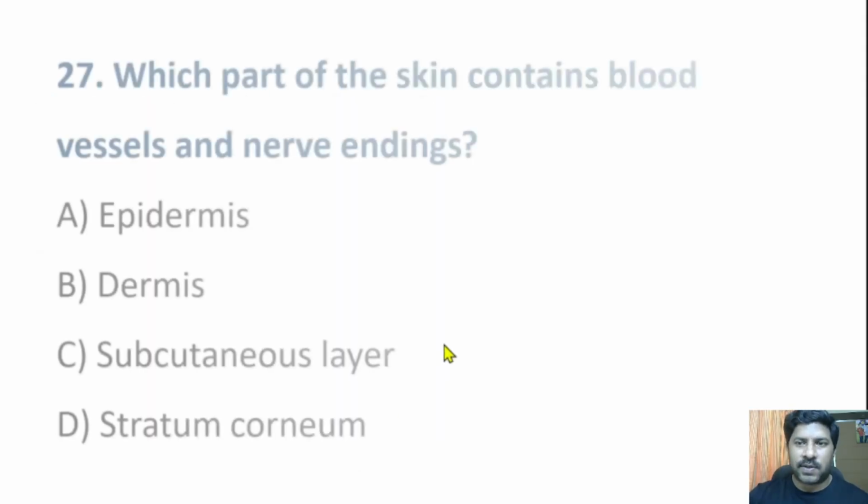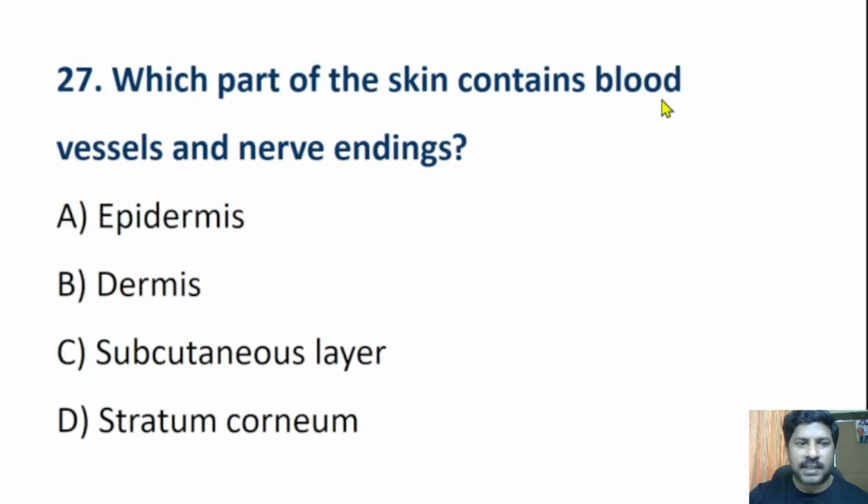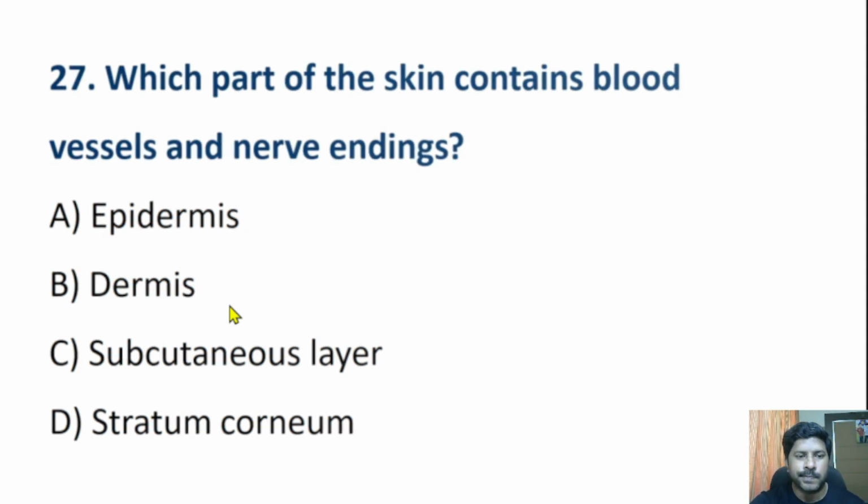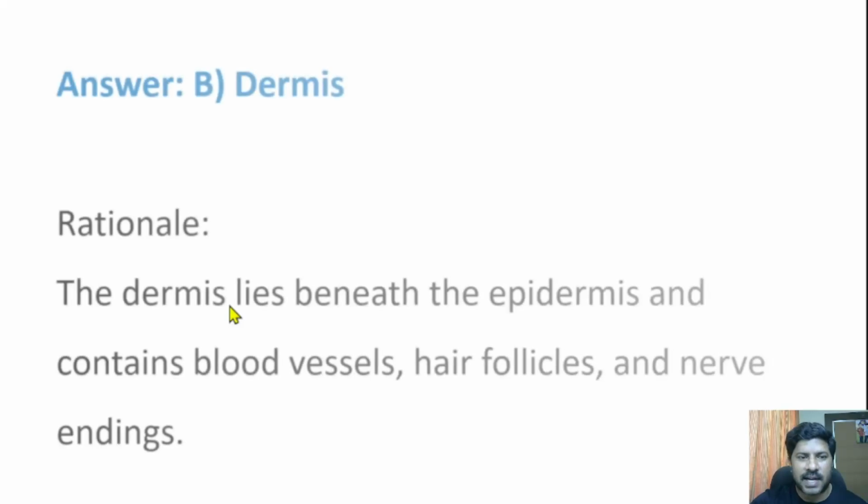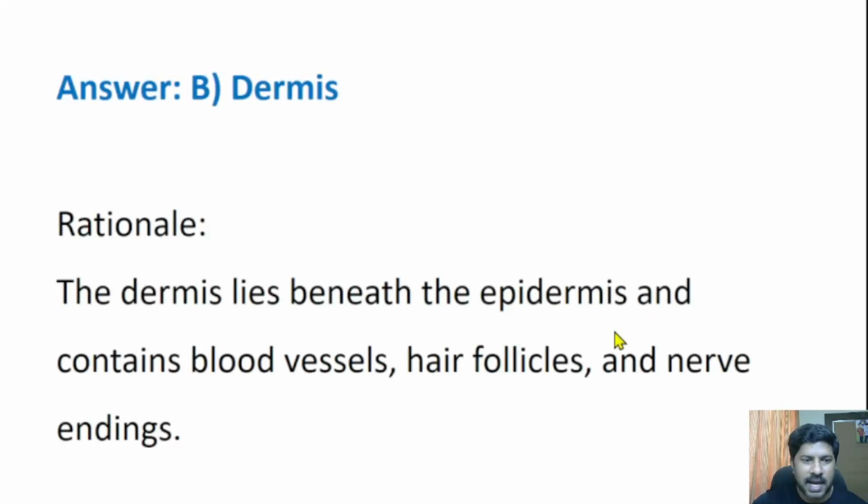Then 27th question: which part of the skin contains blood vessels and nerve endings? Epidermis, dermis, subcutaneous layer, stratum corneum. The correct answer is option B, that is dermis. Dermis contains blood vessels and nerve endings. Blood vessels in the sense capillaries. The dermis lies beneath the epidermis and contains blood vessels, hair follicles, and nerve endings.